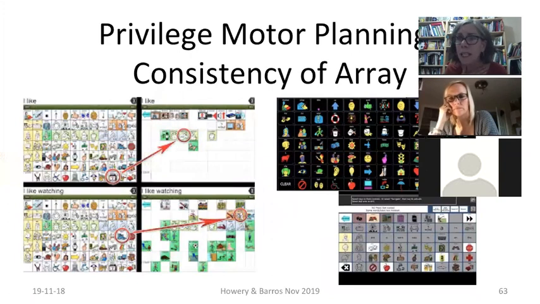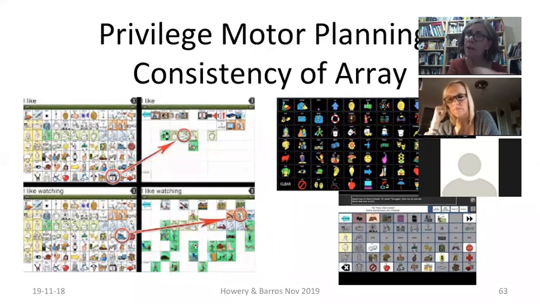Again, none of these is "this is what you should do." These are ideas for you to consider as you're trying to unpack whatever that child is presenting to you. The other one is privileging motor planning. I get kind of dazzled by some of the systems these days that flip and flip and flip.